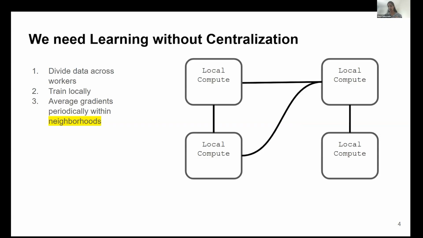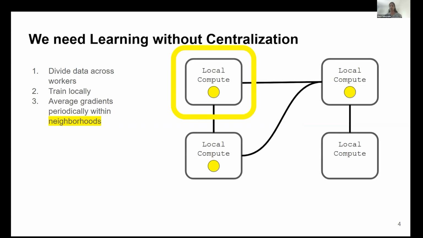And so how do we learn? What's the algorithm in this setting? Very similar to before. You divide the data across workers. Each worker trains locally. But the key difference here is that every single time a worker wants to aggregate with other models, it must do so within its neighborhood.